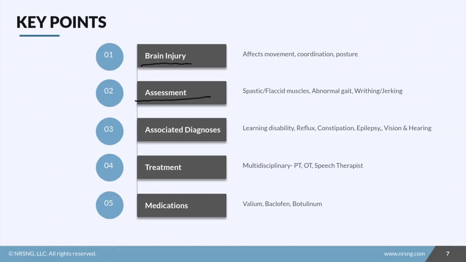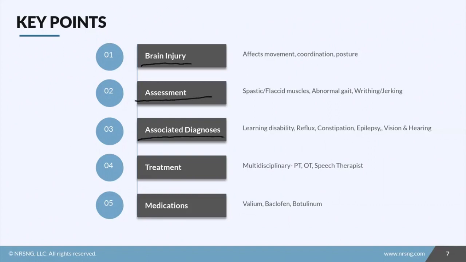Remember, all of this usually presents in the first year of life as some sort of developmental delay that's either caused by that poor tone or an increased tone. So make sure that you refresh on infant development. It's really important to be aware of other diagnoses that are associated with cerebral palsy because they can complicate things for their care. So the things you want to be aware of are learning disabilities, gastroesophageal reflux, constipation, epilepsy, and then vision and hearing problems as well.